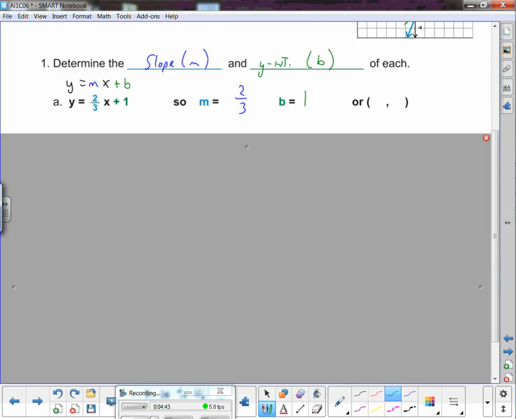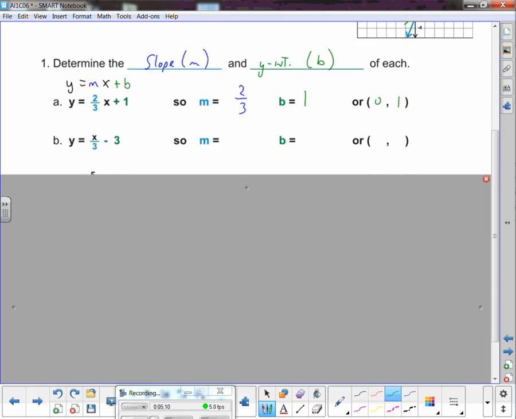And the b is what? 1. If I wrote it as a full y-intercept, the coordinates would be 0, 1. Remember, the x-coordinate is always 0 of a y-intercept. So that's 2 different ways of saying the same thing, right? So if I asked you for B, you'd say 1. If I said, what are the coordinates of the y-intercept, you'd say 0, 1. Follow? Coordinate form, just B value form. Okay? All right, so pretty straightforward.